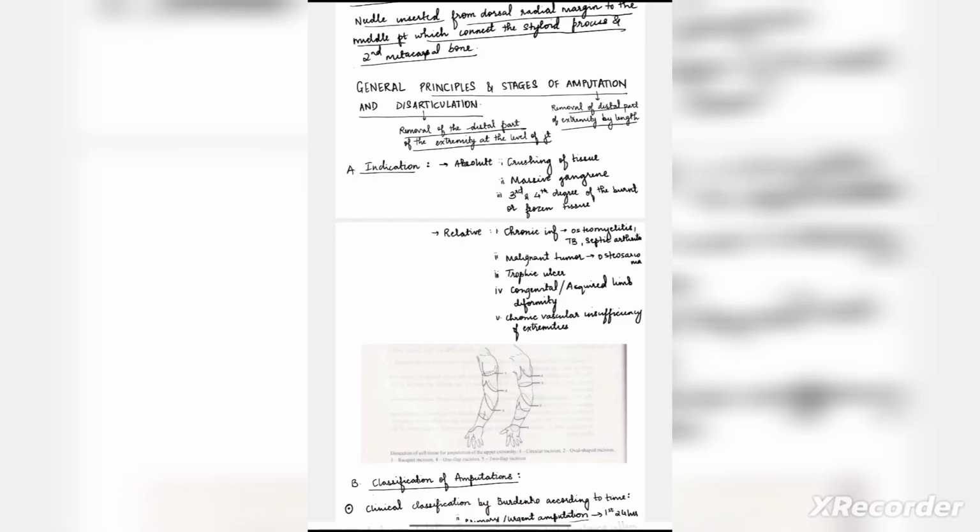First is indication. There are 2, absolute and relative. In absolute, it is crushing of the tissue, massive gangrene, 3rd and 4th degree burnt or frozen tissue. And relative is chronic infection, osteomyelitis, tuberculosis, septic arthritis, malignant tumor such as osteosarcoma, trophic ulcer, congenital or acquired limb deformity, chronic vascular insufficiency of the extremities.